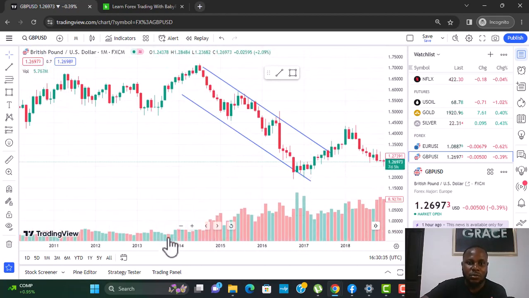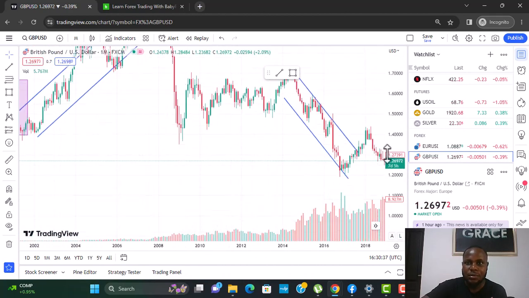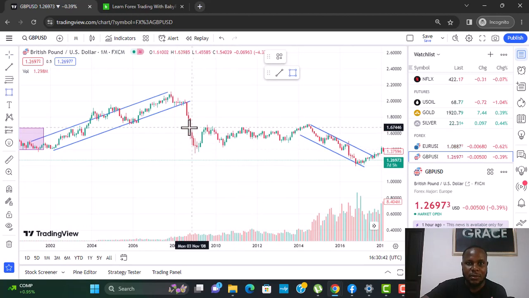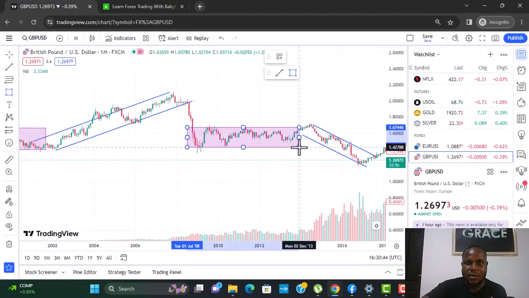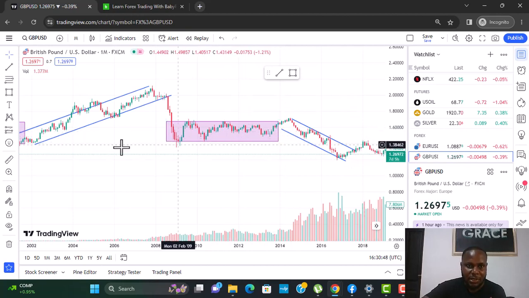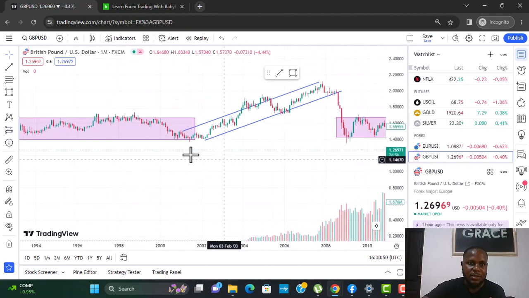So I've given you the three conditions. Let me just put it in one screen. So this is a downtrend. This is a ranging market. This is an uptrending market. This is also a ranging market.